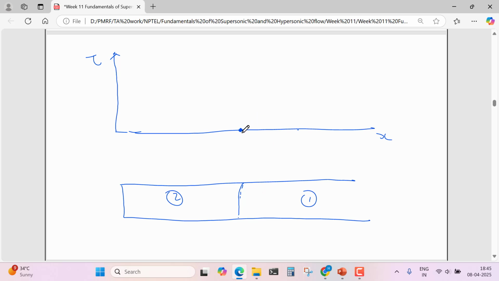So when the diaphragm bursts, one shock wave will move. The shock wave velocity is constant. That's why you can see that with time, let's say there is one shock wave, with time the shock wave will move in this direction, the right direction. So the shock wave is moving in the right direction. And the expansion fan will move in the left direction.